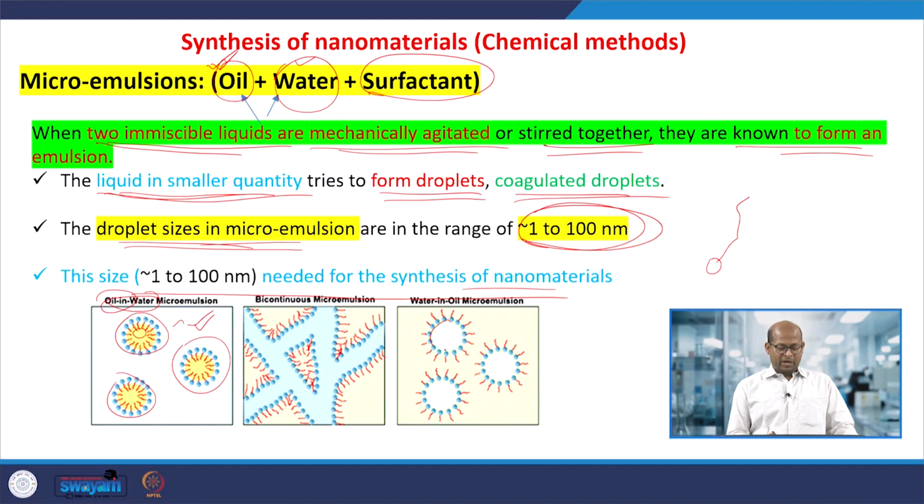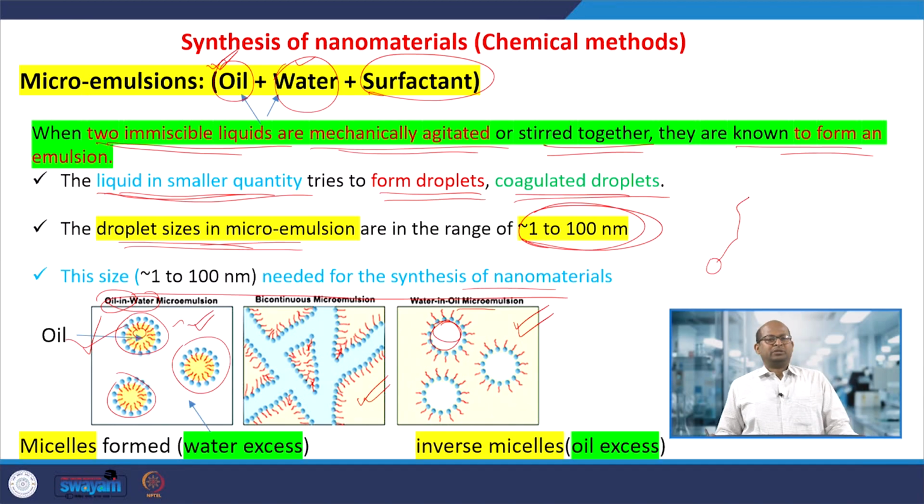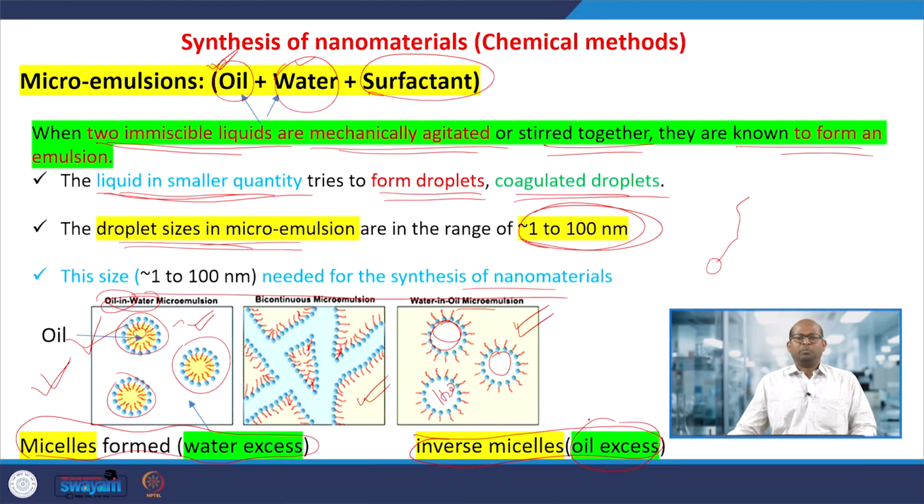When water is put into the oil, there also this type of microemulsion formation is there. Also this type of bicontinuous microemulsion formation is there. In the initial case, micelle formation happens when water is in excess and oil is in a small quantity. When water is in a very small quantity and oil is in excess, then inverse micelle formation happens in the presence of surfactants.